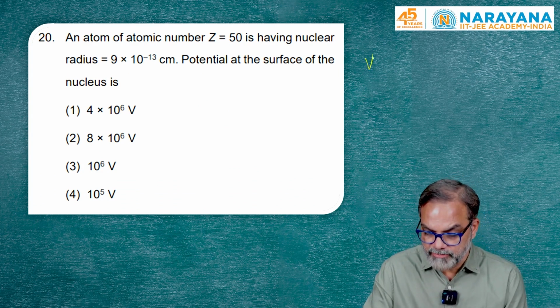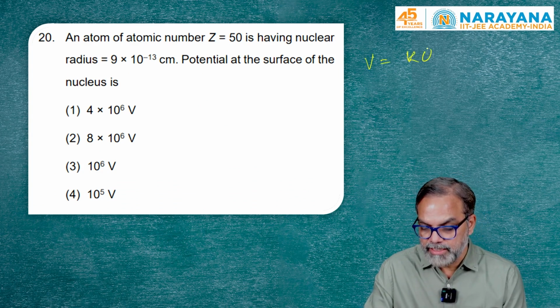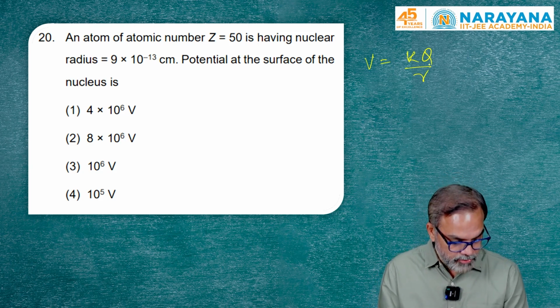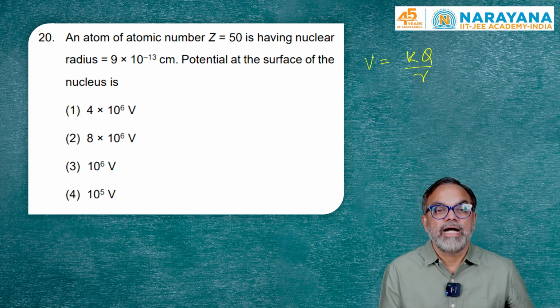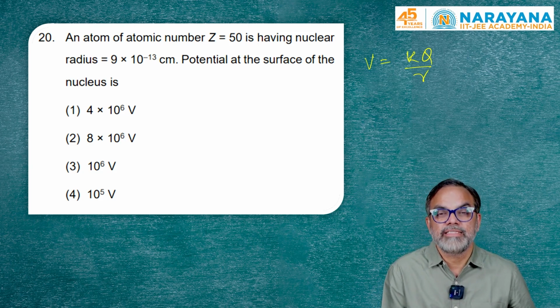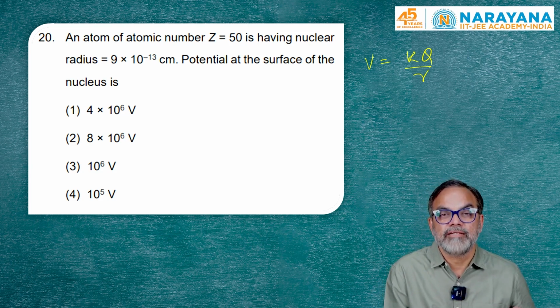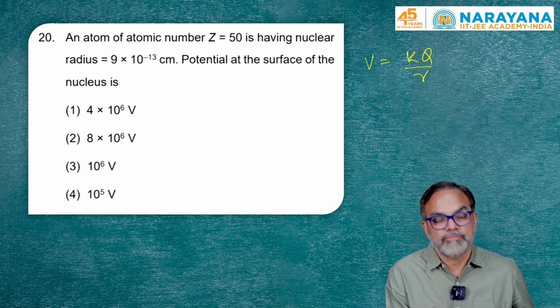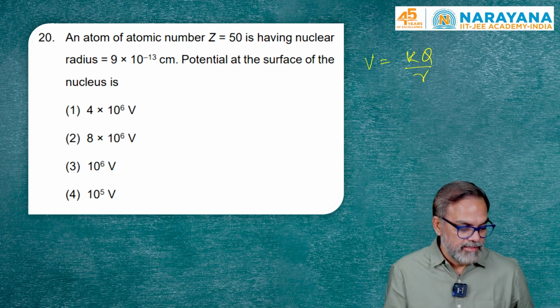Students, this is just formula based, and we know it is kq by r. So I just need to substitute the values. Z is given, that will give us the value of charge. Radius is given, so we can get the potential at the surface, right?